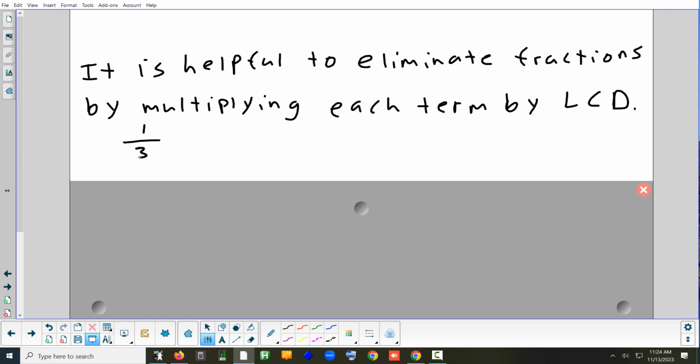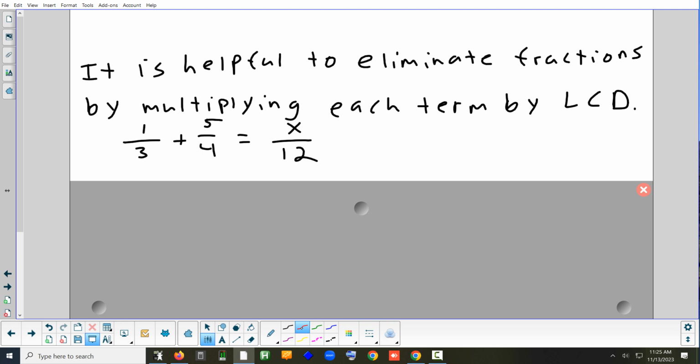Let's say we had 1/3 plus 5/4 equals x over 12. The only thing that's making that a little difficult is all the fractions. The goal is to try to multiply everything by the LCD, the least common denominator. Does anybody see what the LCD is of 3, 4, and 12?